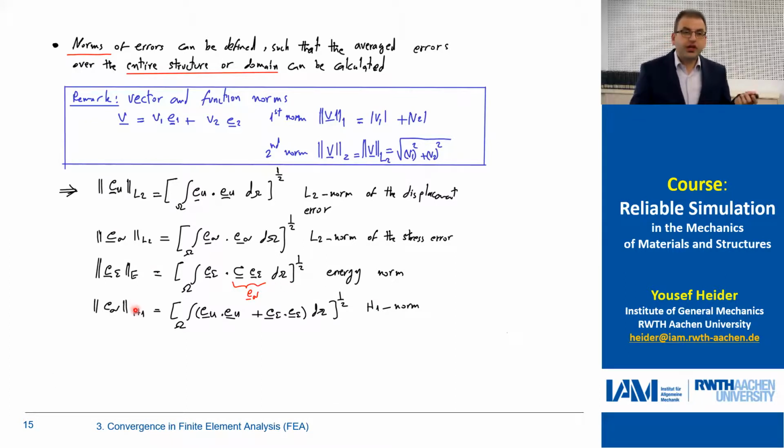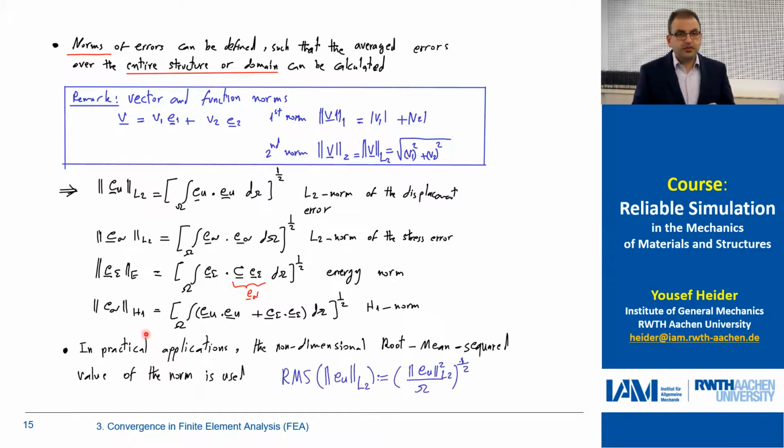You also sometimes have the H1 norm, which includes the errors of displacement and the errors of strains. There are several definitions of error, so I just introduced these as examples. And in practical application, and also in the software which we are applying, FlexPDE, we have the non-dimensional root mean squared value of the norm, which is defined, for instance, by this relationship. So this is also an option.